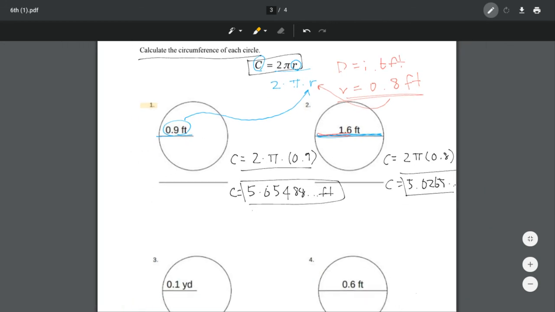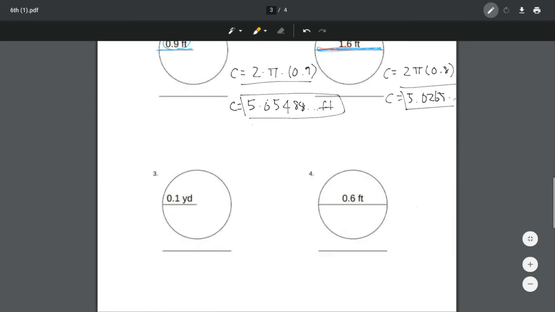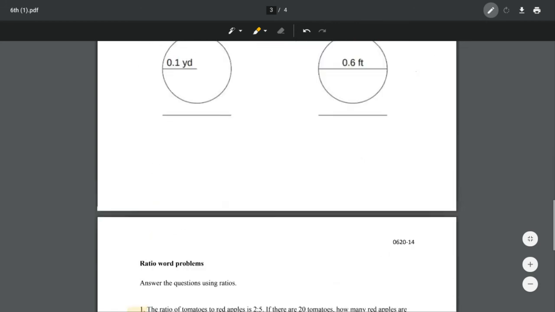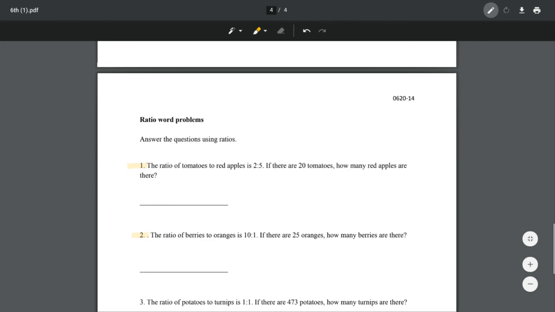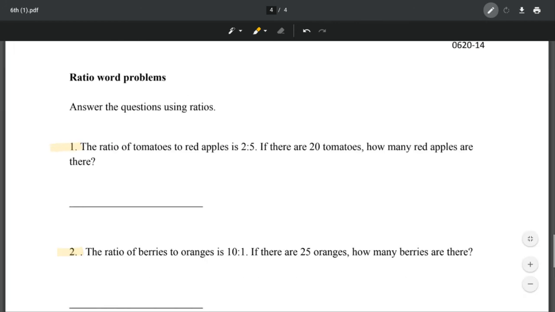So go ahead and look for the radius and just plug it in, and then just calculate it using a calculator, and that's it. And then let's go ahead and work on the last page, which is ratio word problems. So we are going to answer the questions using the ratios. So let's look at number 1.